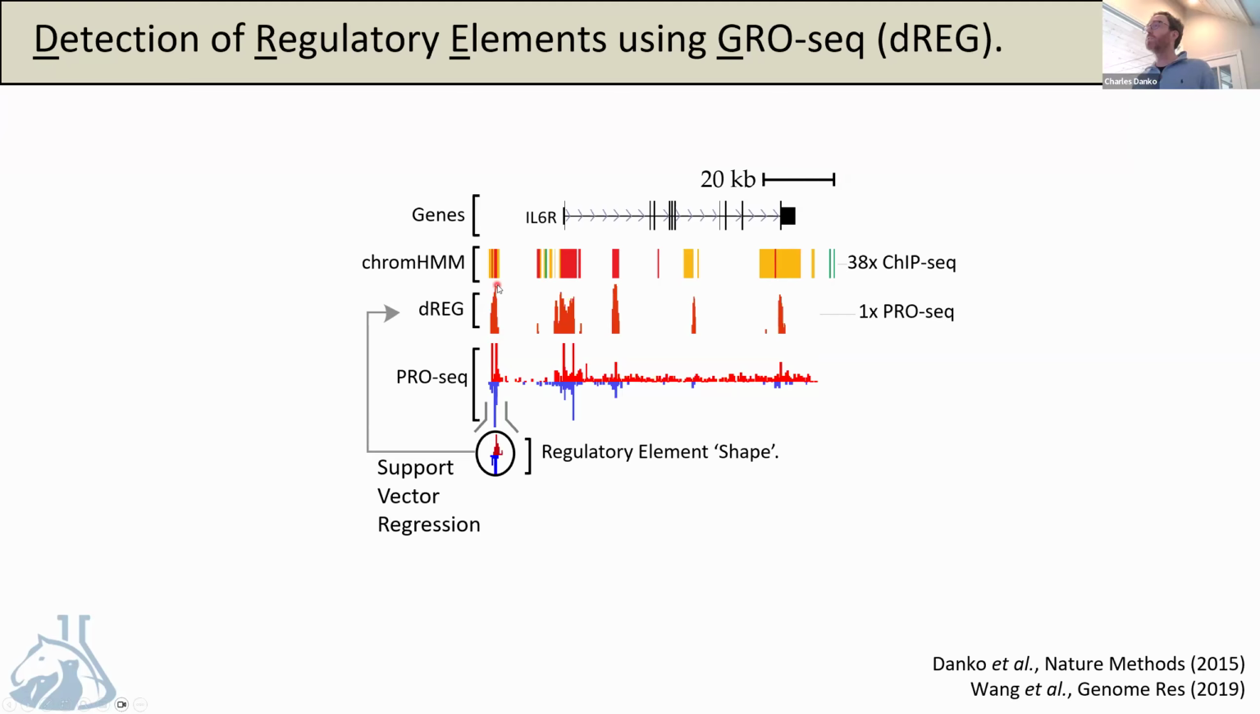So here, it produces scores that are higher within these regions that are also marked by ChromHMM, which is an ENCODE metric that synthesizes lots of different ChIP-seq data sets, 38 actually, in this particular ChromHMM track. And dREG represents the location, based on PRO-seq data, of active regulatory regions. And you can see that the two correspond fairly well to each other at this particular locus in IL6R.